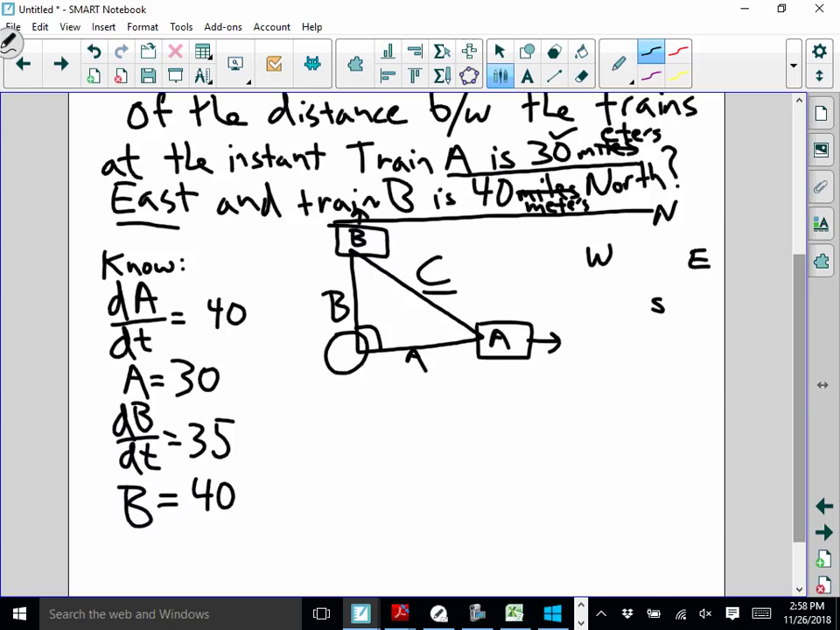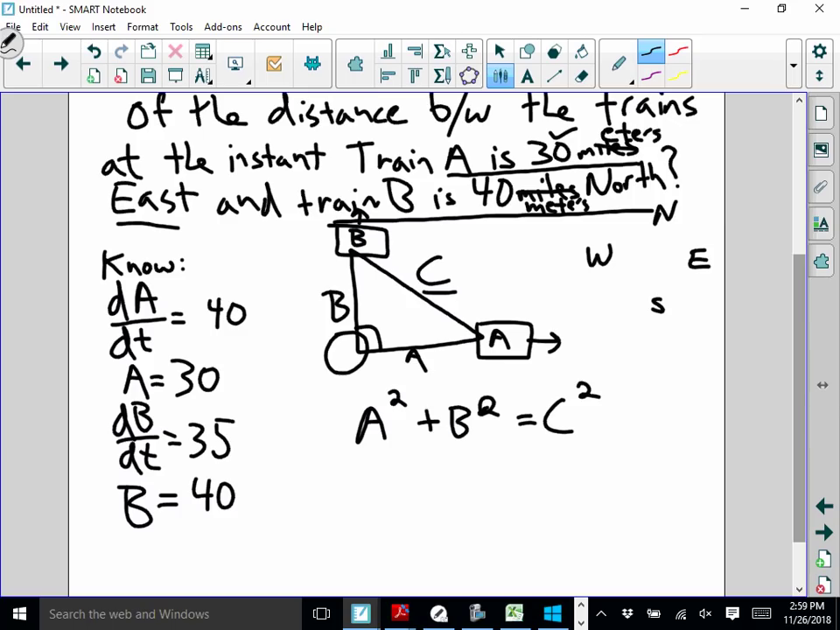Okay. What I need to do now is find an equation that relates A, B, and C. Now there are two options here. I'm going to show you the easy way first, and I'll show you another way you can do it that's a little bit harder. All right? We can relate A, B, and C using the Pythagorean Theorem. The three sides of a triangle always relate nicely with A squared plus B squared equals C squared. Okay, so that's going to be my equation.